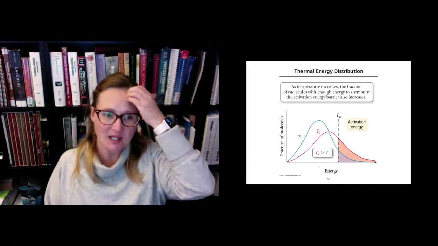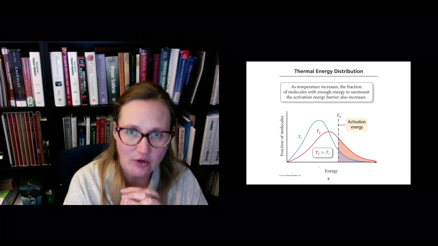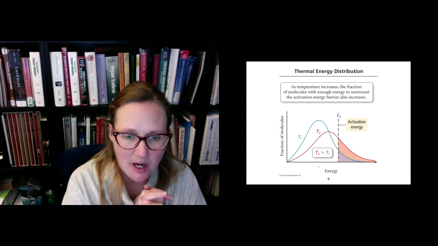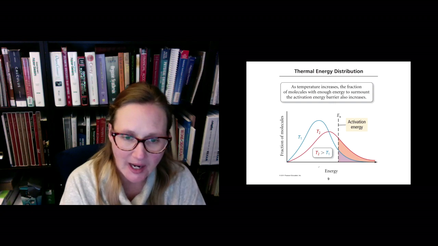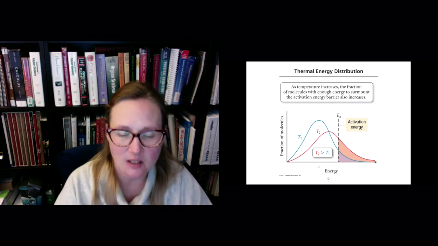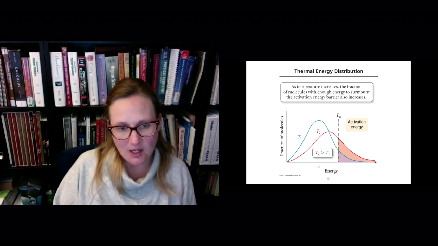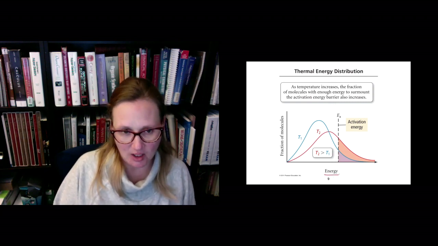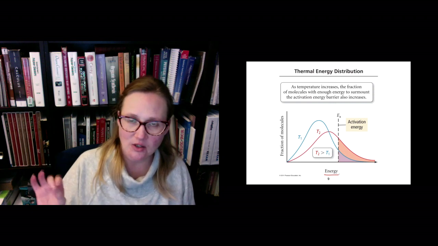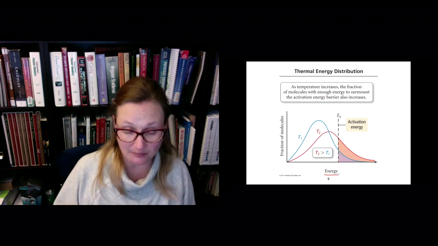Okay, so we've seen this diagram before. This is an example of the thermal energy distribution. In blue is temperature 1, that's a cooler temperature, and in red is temperature 2, the warmer temperature. You can see there's a fraction of molecules at each energy. So given a certain temperature, there is a distribution of energies.